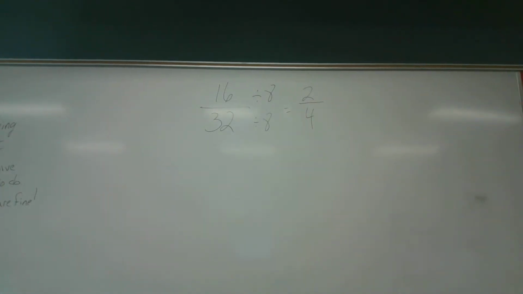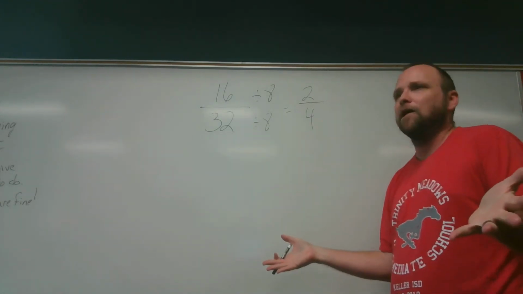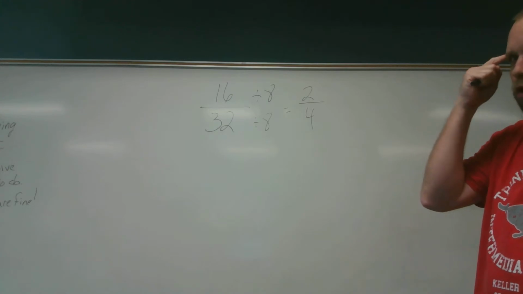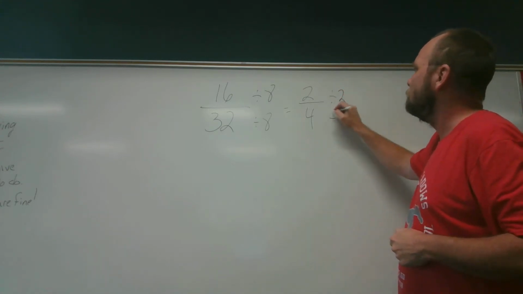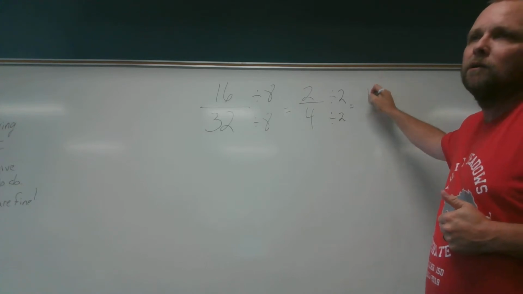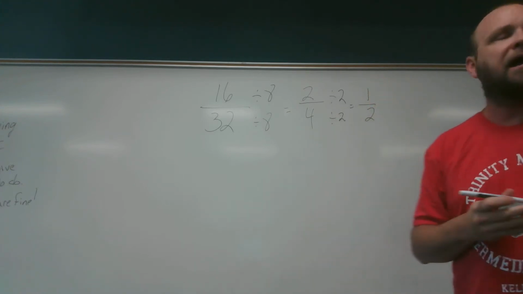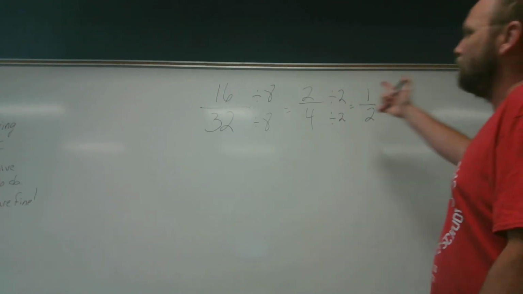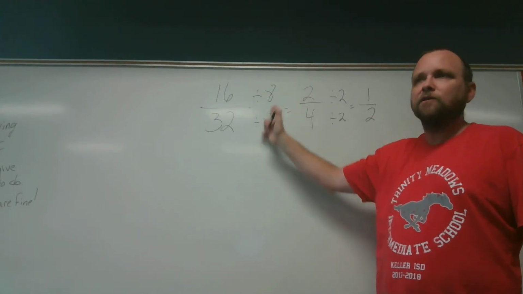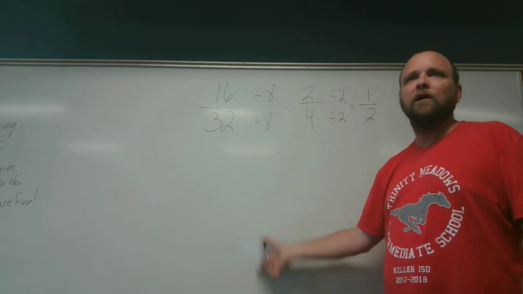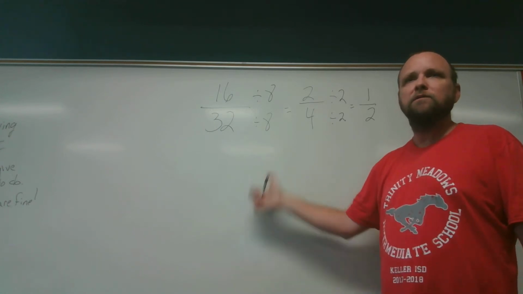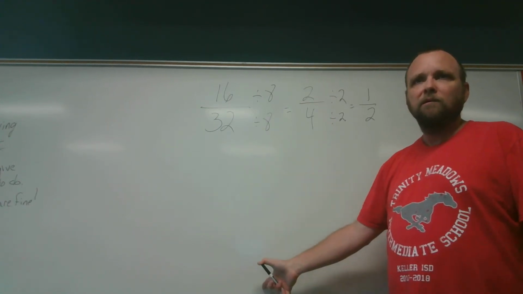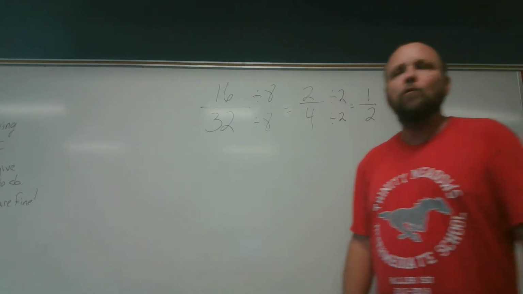Bailey, can you think of anything besides 1 that will divide evenly into 2 and 4? 2. Very good. See the way I said it, like, of course there's not, to see if I could trick you, but you got it. All right, so we divide these both by 2. And Bailey, what does that equal? 1/2. Awesome. 16 is the greatest common factor, but I didn't want to have to list all those. So I can just do it one step at a time.